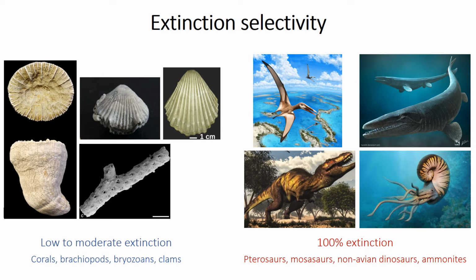Well, they tended to be large, active animals that probably needed a lot of food. Many of them are carnivores, so they'd be higher on the food chain with a lot of energy requirements. So that's one distinct pattern of selectivity. We see things that are high in the food chain that need to eat a lot and are very active moving around tended to do worse at this extinction.